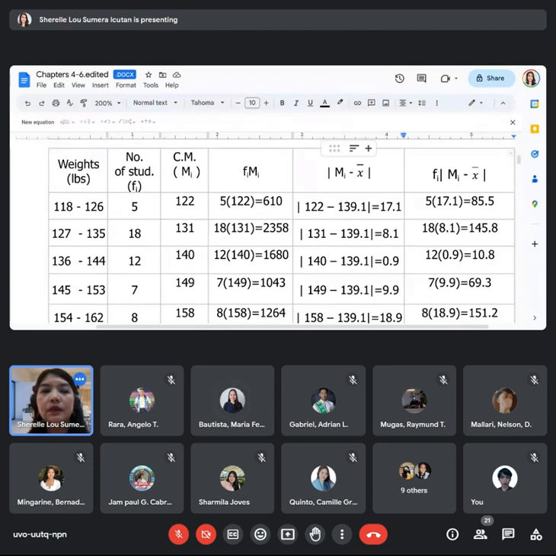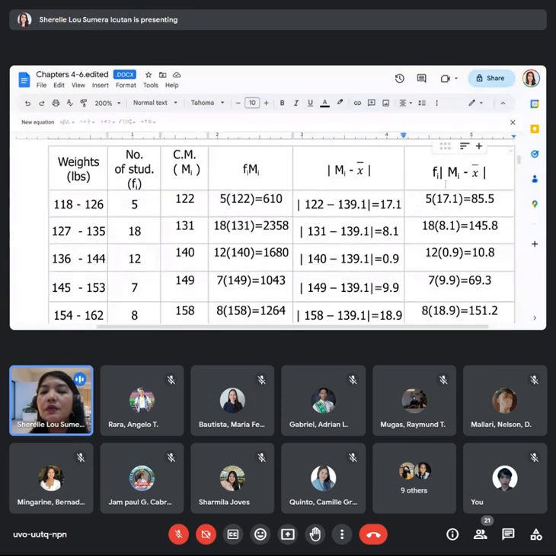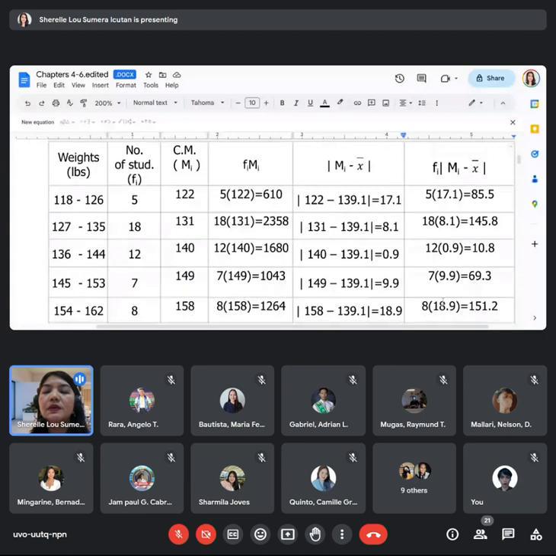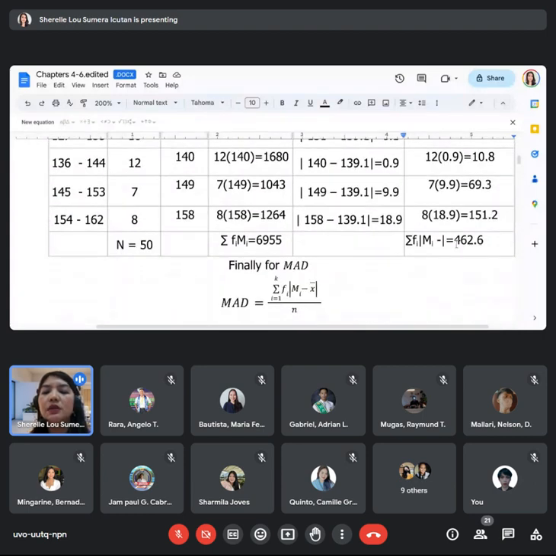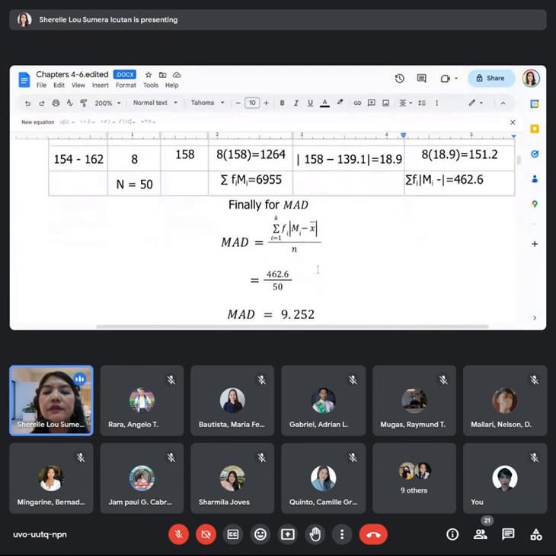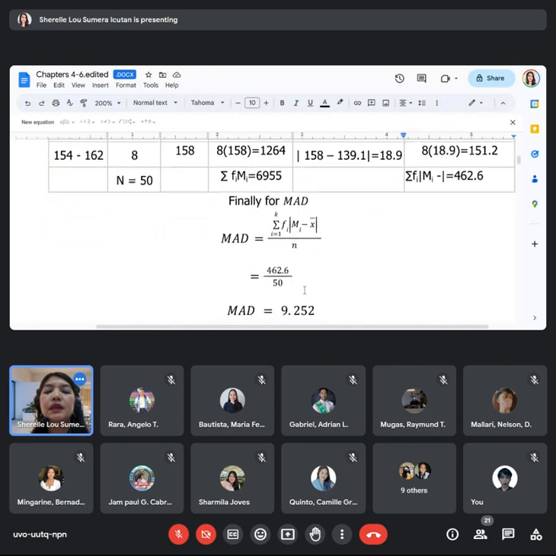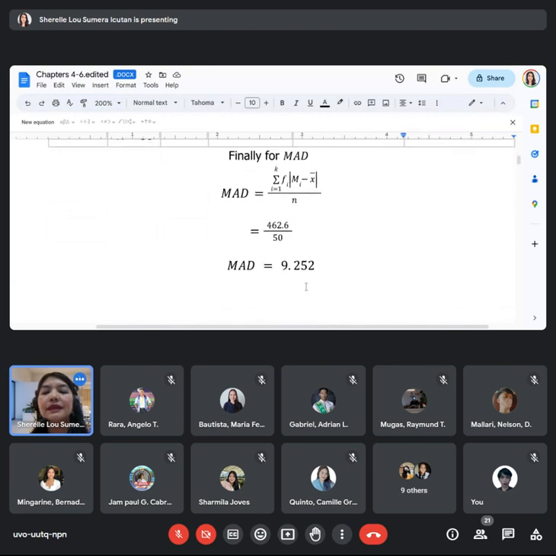Yes po. Okay. So you have Fi times the absolute value of Mi minus X bar, and you get the summation, which is 462.6. Once you have that, you just have to substitute that 462.6 over 50. That is already your MAD. If I tell you that you just write your answers into two decimal places, then 9.25 yung sagot nyo.